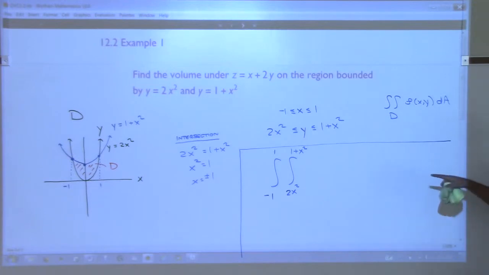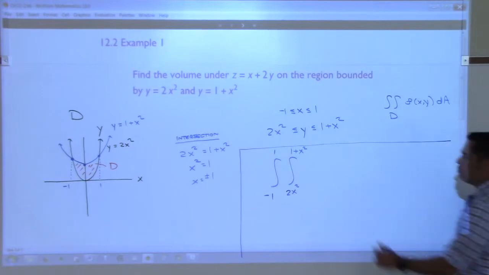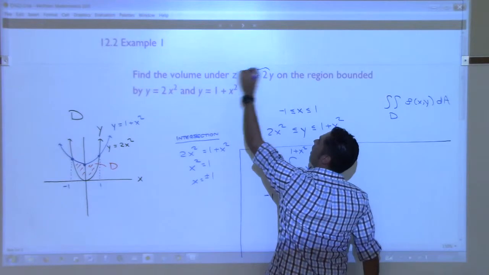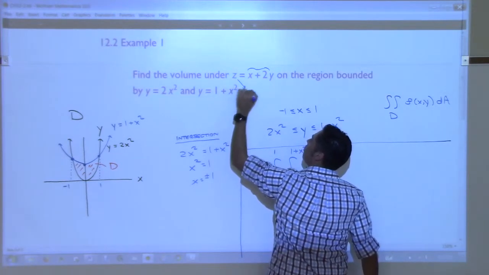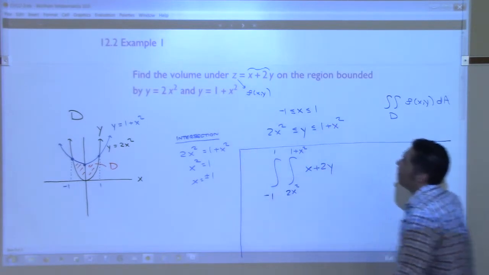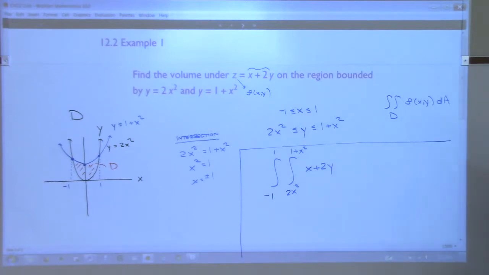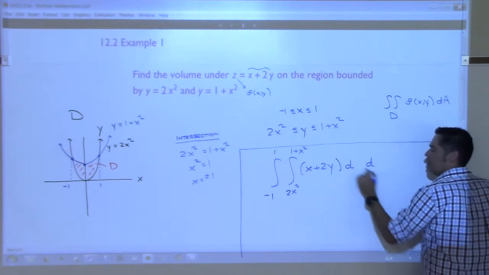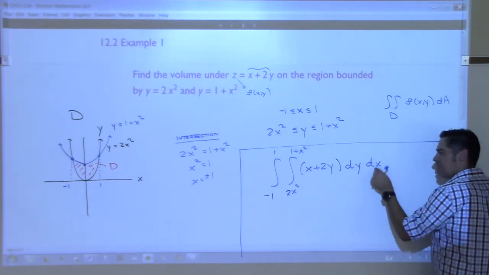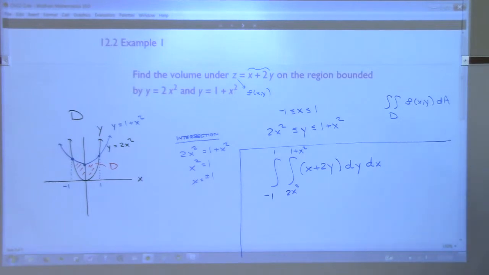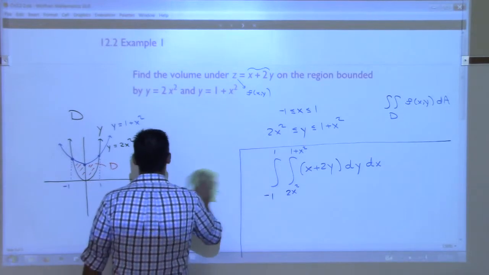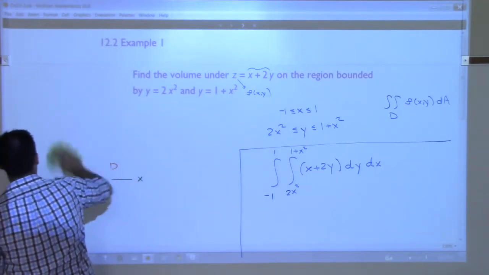And then what is the integrand? What is it that we're integrating? x plus 2y, which is the surface. Z is our function of two variables there. And this order of integration is d what? dy dx. That's because x has to be the outside one. So now we have to do the inner integral.